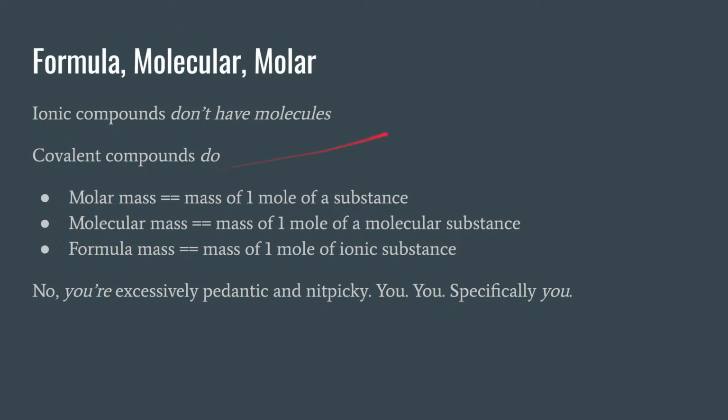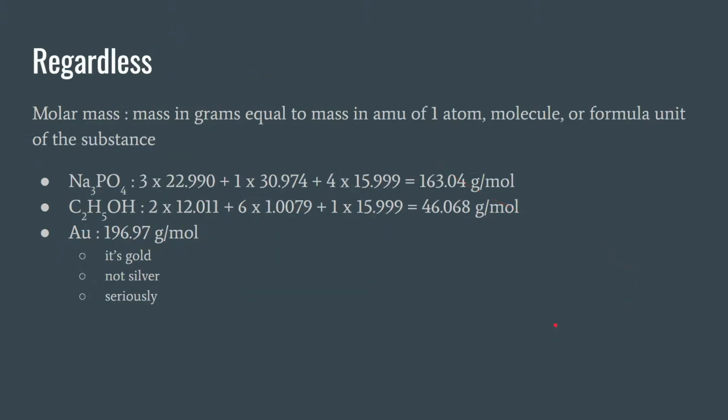So, we can use molar mass for anything. Molecular mass technically is only for covalent compounds. Formula mass, that could be for ionic or covalent compounds. Okay. Whatever. But regardless, they all work pretty much the same way. The molar mass is the mass in grams equal to the mass in atomic mass units of one atom, molecule, or formula unit of the substance.